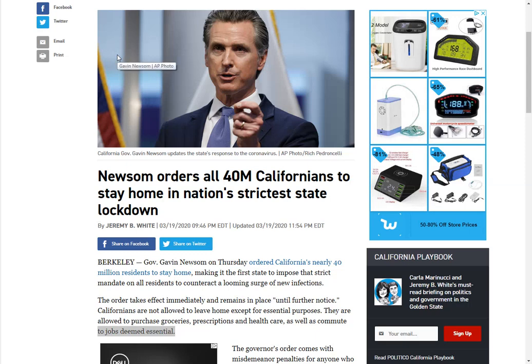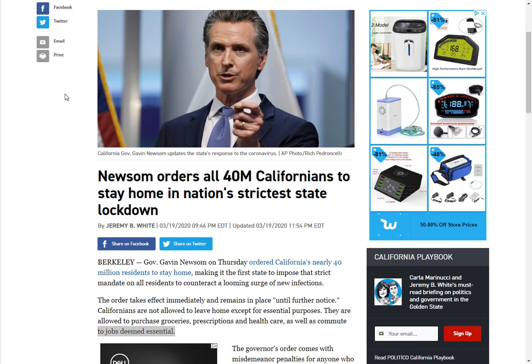The governor of California has locked down the state. The mayor of Los Angeles has locked down the city. And the question is, is it going to do any good? Or more precisely, what effect will it have?